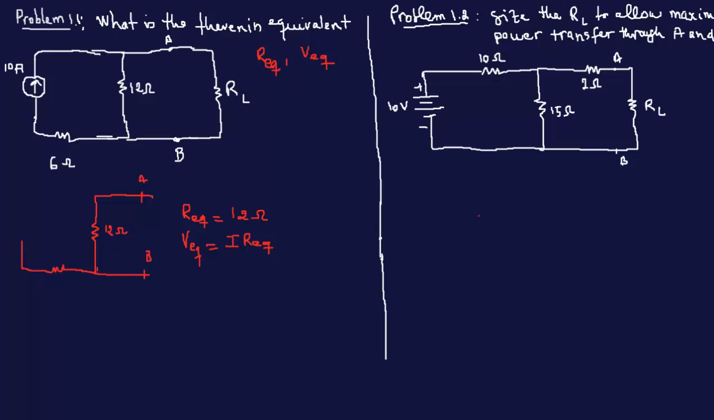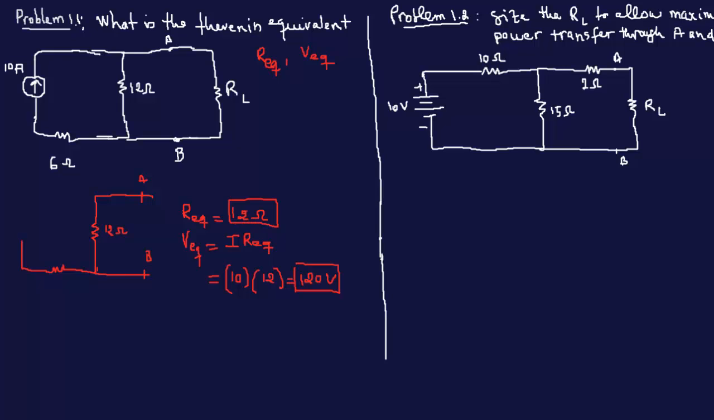So now VEQ. I is the current source, which was 10 already, times Req, which is 12. So this is equal to 120 volts. So that's your Thevenin. These are your Thevenin values.